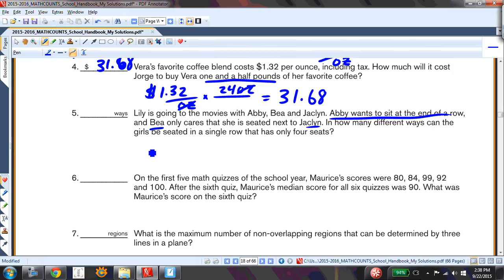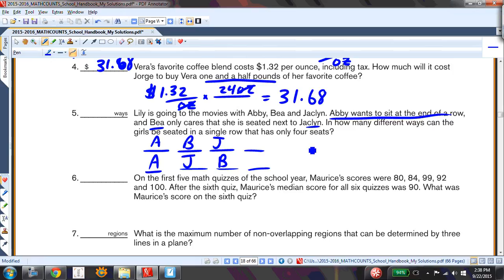So I can have different configurations here. I have 4 seats. Abby always wants to be at the end. So I have one set where Abby is at the end here. And then B and Jacqueline want to be next to one another, so they could be in that configuration, or they could be in that configuration. And then, of course, Lily would just take the seat that's left over.